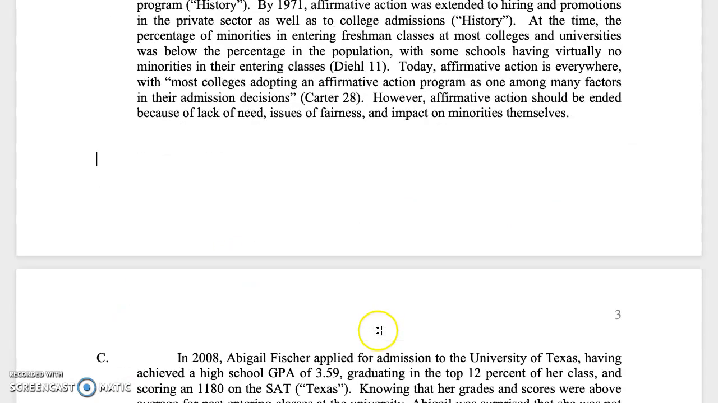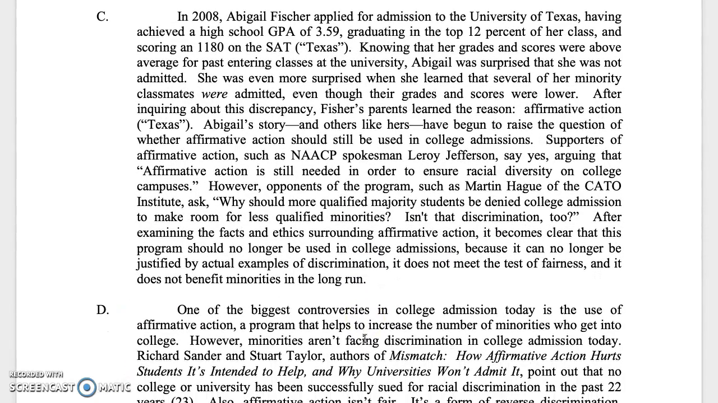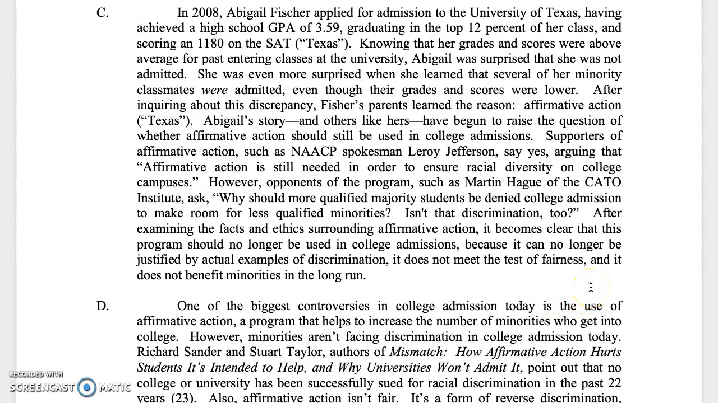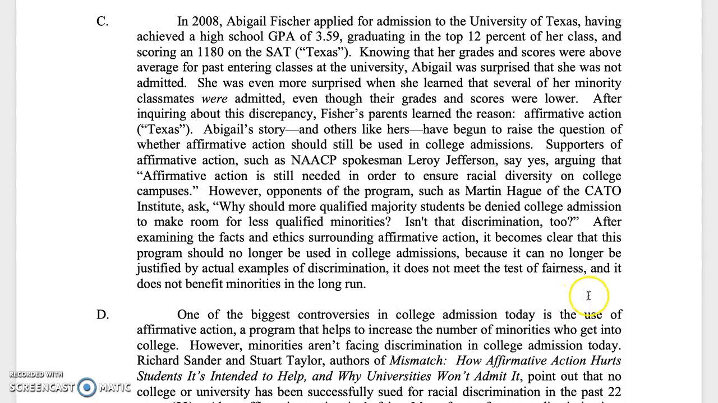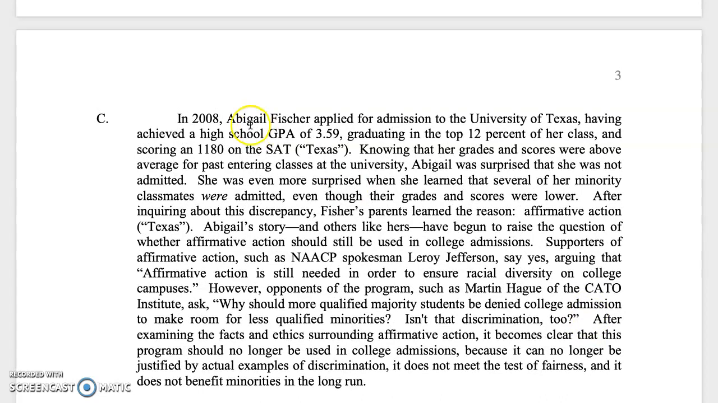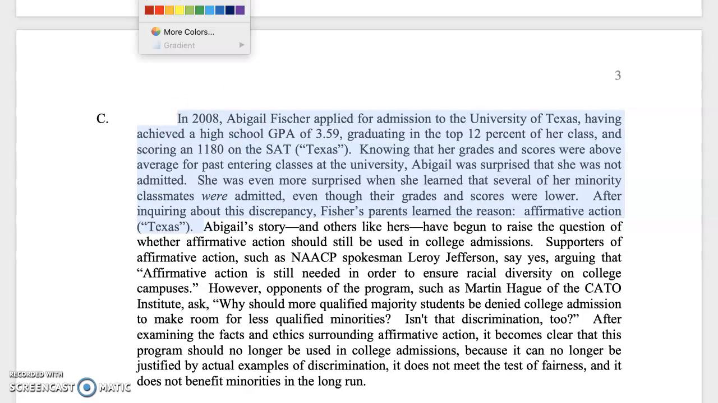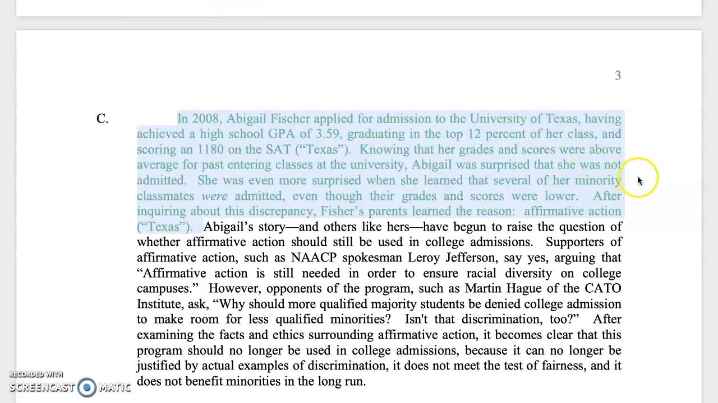All right, let's next look at C, and we can pause the video and then come back and hear my comments on it. All right, this is our good example here in C. It starts out in the first four sentences, which I'm going to put in green, with a story that establishes the context. And it's a good story because it's clearly about affirmative action. That's what it all comes down to at the end.